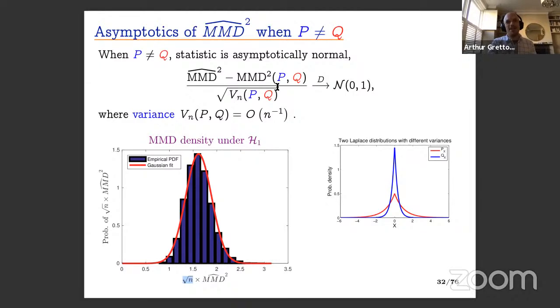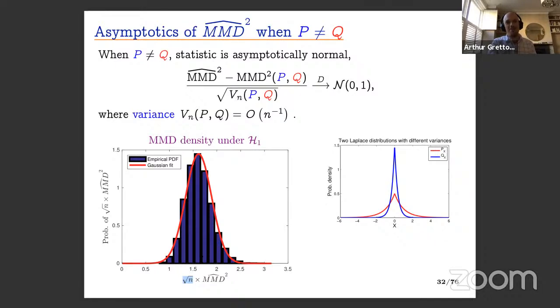So this is the distribution that I expect of my MMDs under the assumption that P and Q are different. It's Gaussian distributed around its mean. All right. So this is what I expect to see when P and Q are the same.